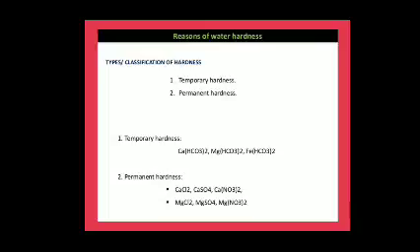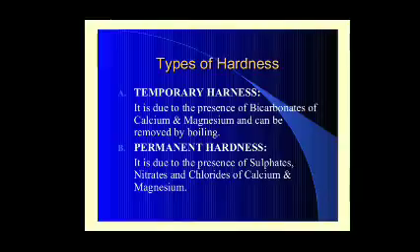These are the two types of hardness: one is temporary hardness, another is permanent hardness. Types of hardness. Temporary hardness is due to the presence of bicarbonates of calcium and magnesium and can be removed by boiling.